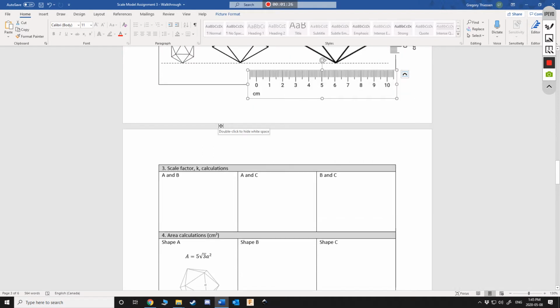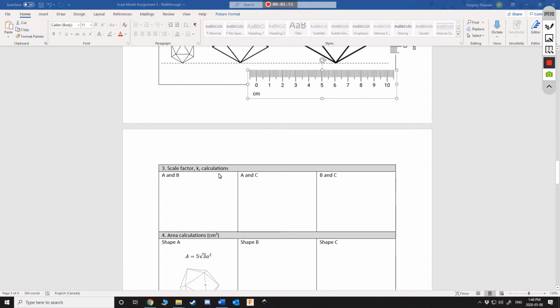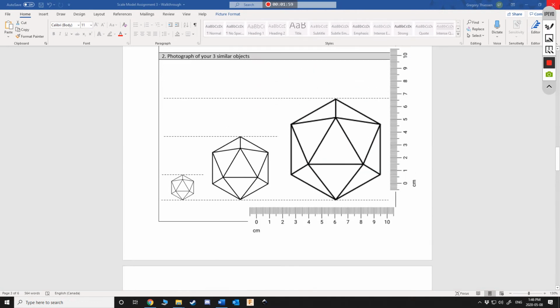The first one says, find the scale factor k, from A to B, A to C, and from B to C. When we look at the shapes above, we're going to assume that this first one is A, this one is B, and this one is C. To find the scale factor, we're basically comparing lengths. You just have to find any length of one and compare it to the other, and you'll get your scale factor. So A to B first.